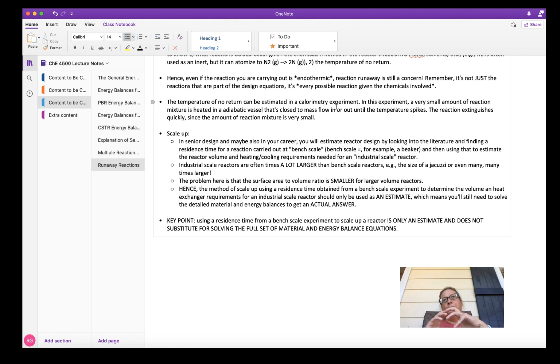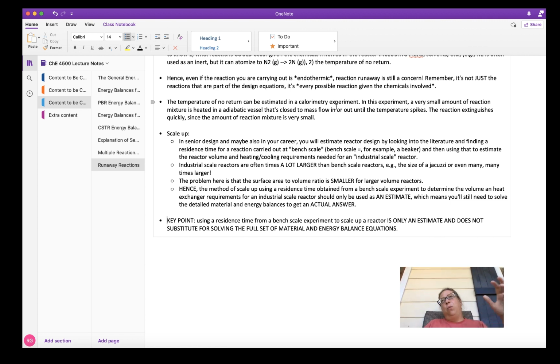Basically, it's a calorimetry experiment in a sealed vessel. So the vessel is sealed to mass flow, so no mass can come in or out. And it's adiabatic, or as adiabatic as possible. What happens is you add a very small amount of your reaction mixture into this very small vessel, and you increase the temperature. And as you increase the temperature, you monitor the temperature. So you watch for a temperature spike.